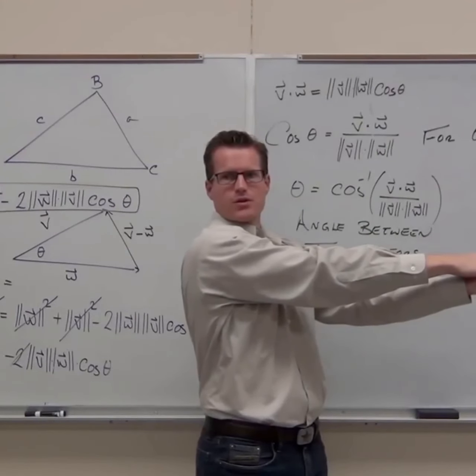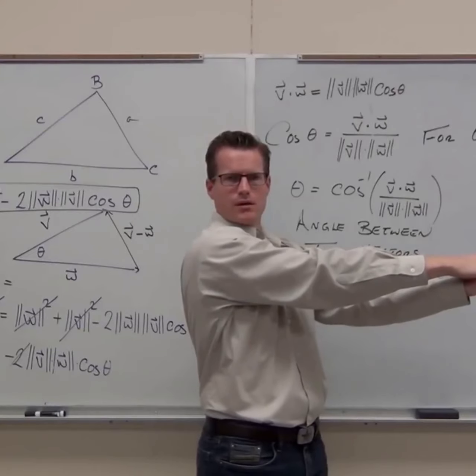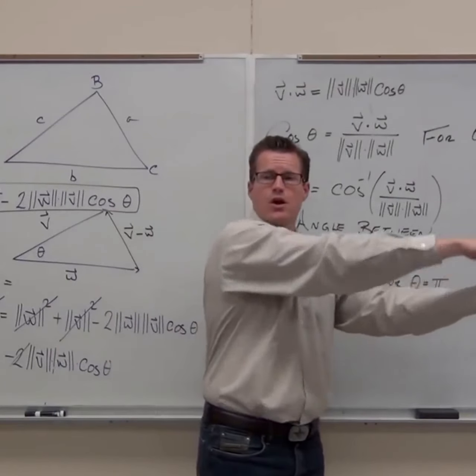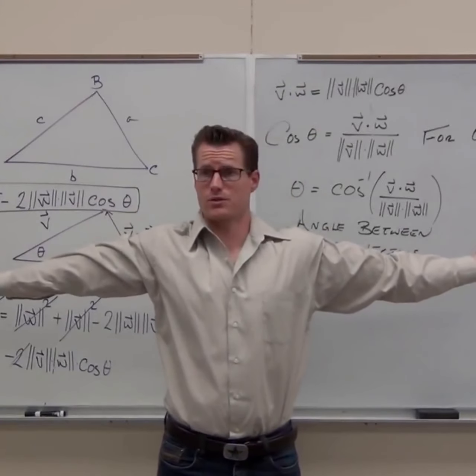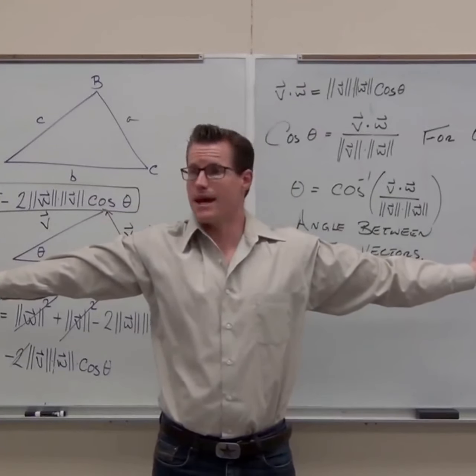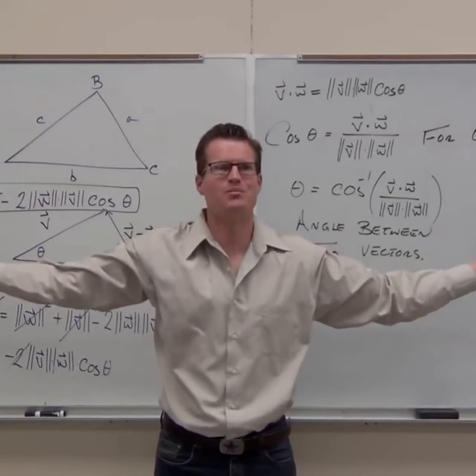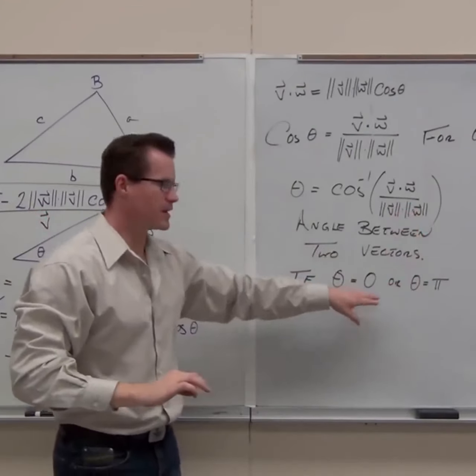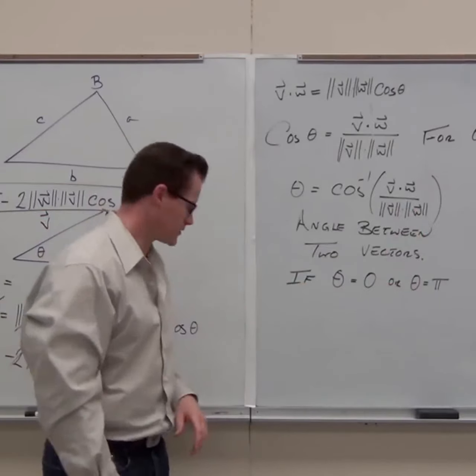What happens if two vectors are going the same direction? They're parallel. So if our angle is 0, we have parallel vectors. What if our angle is pi? Do we also have parallel vectors? Yes. Opposite direction, but they are parallel. Does that make sense? So if theta is 0, if theta is pi, we have parallel vectors.